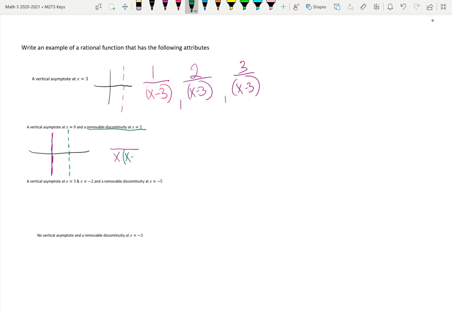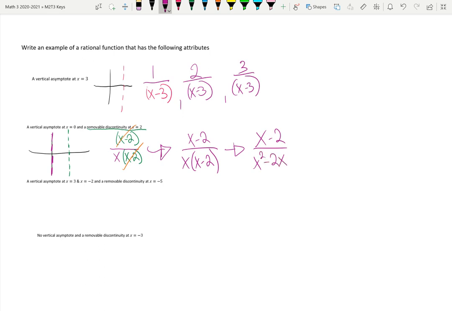So x minus 2 creates that asymptote, and in order for it to be removable, it needs to be in the numerator as well. It's removable because they cancel. However, let's go ahead and write it in just base form, and it's going to be x minus 2 all over x times x minus 2. If you want to, you could even be special and distribute the x to be x squared minus 2x. They are equivalent expressions.